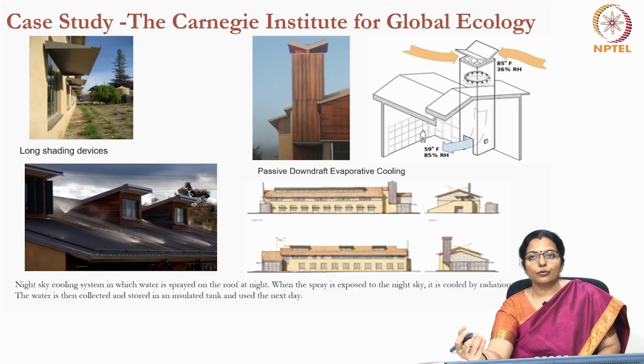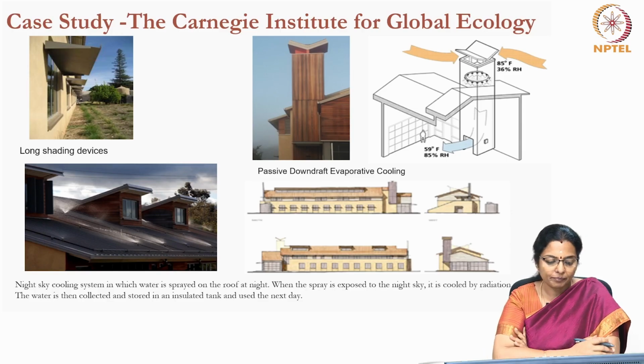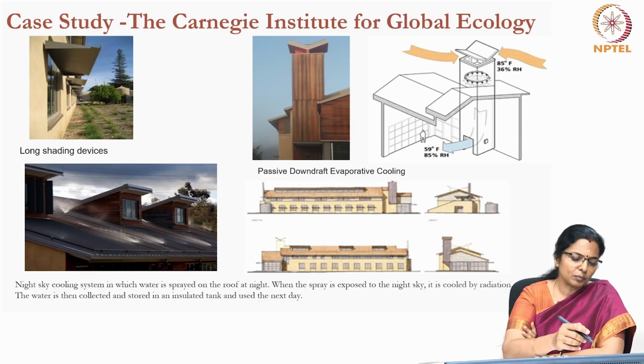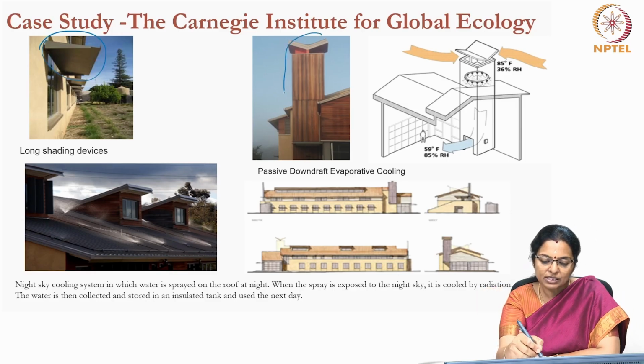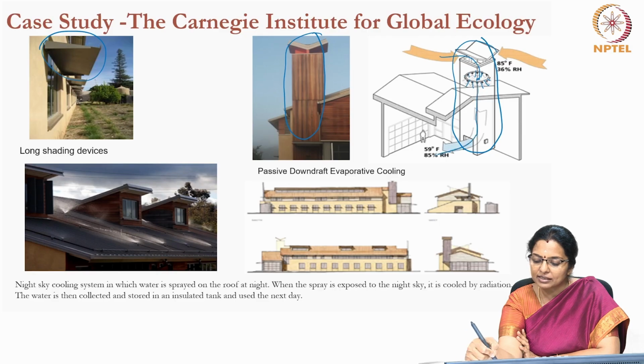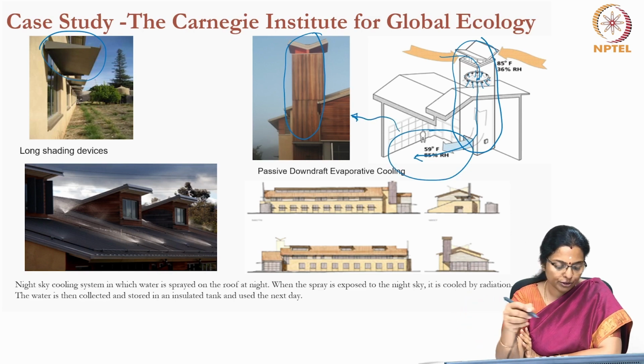The Carnegie Institute for Global Ecology also uses the concept of PDEC, passive downdraft evaporative cooling. It uses a number of concepts. Among the simple passive strategies, it uses long shading devices. It uses PDEC, and you can see as shown here, these are the micronizers. The warm air goes in, becomes moist, settles and makes the indoors cool, while there is an outlet at a higher end through which the warm air is pushed out.